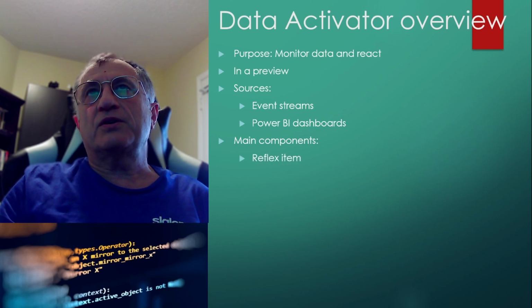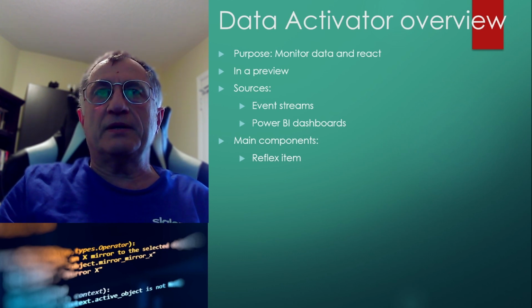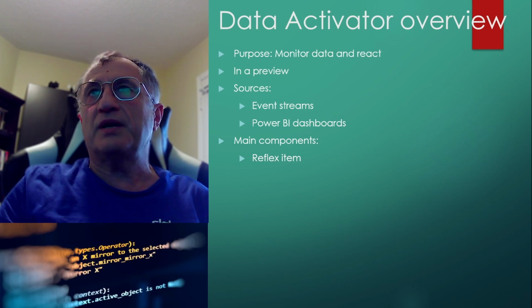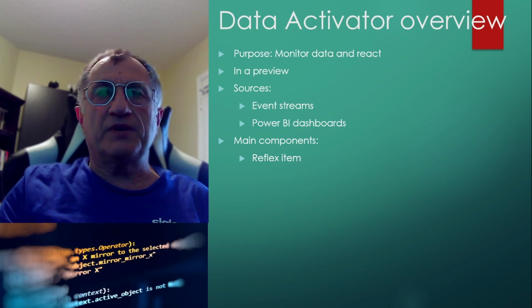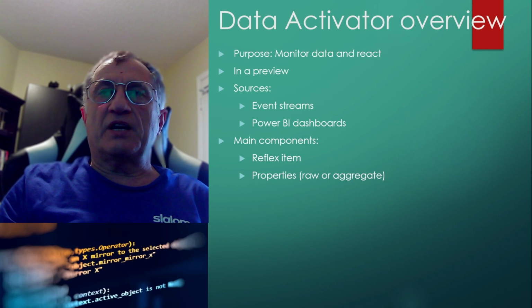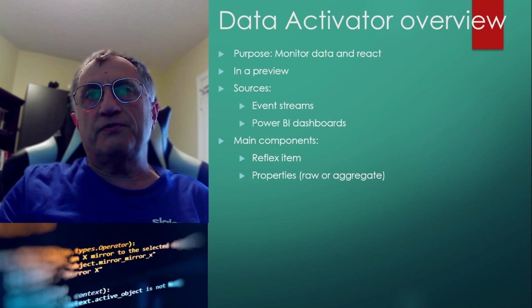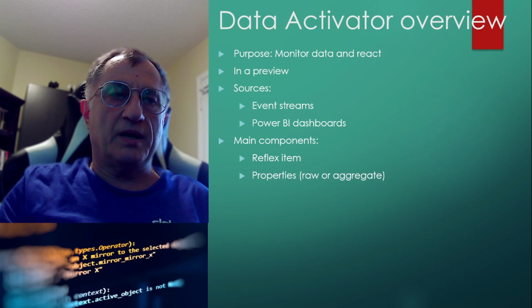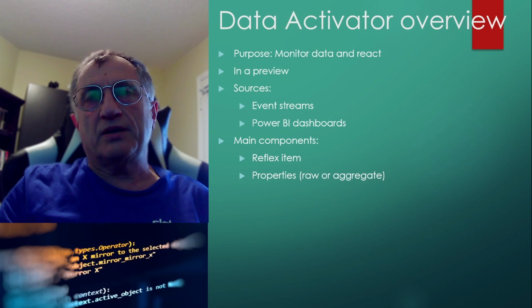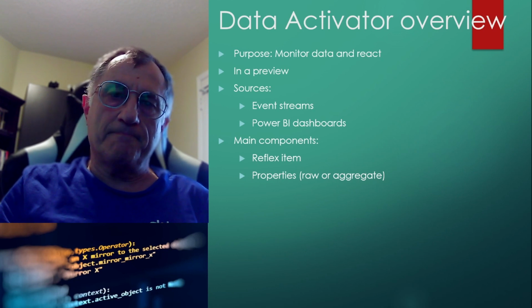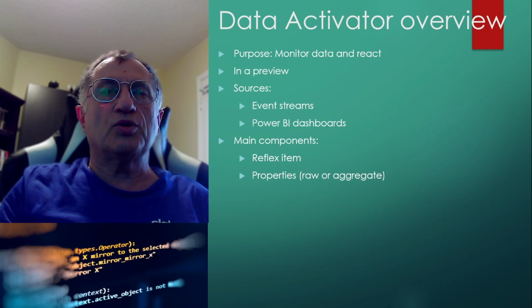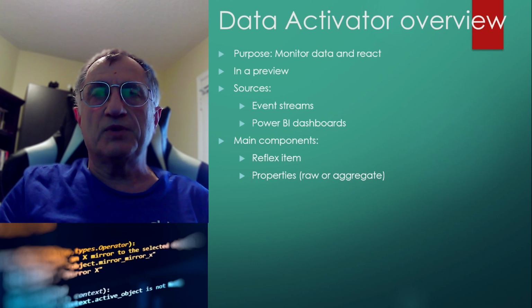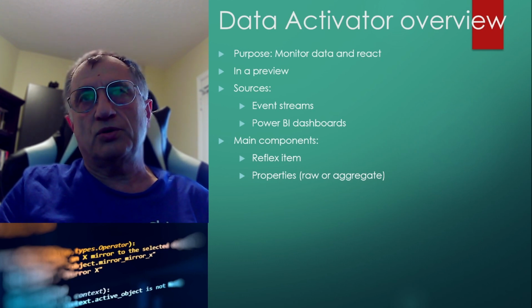First of all, when we talk about Data Activator, so Reflex item is items that you work in Data Activator. Each Reflex item is specific to certain data. Within Reflex item, you can create number of different objects, including properties. So properties are coming from your data columns. So they can either represent your pure data or raw data. Alternatively, you can also apply certain aggregations on top of that raw data. So it all depends on your monitoring objectives.